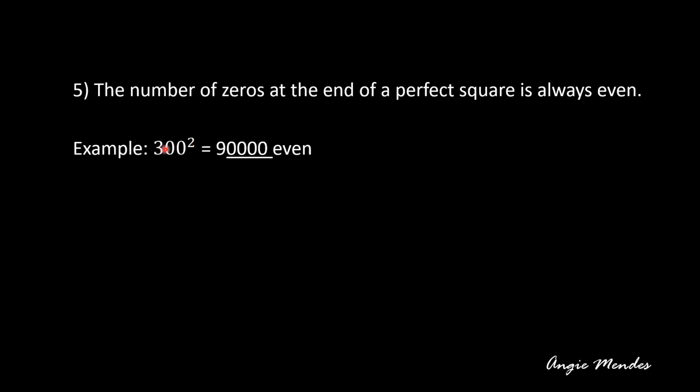The number is 300. If we are to find the square of this number, then you see that the square of this number, which is 90,000, has an even number of zeros. Now I have underlined the number of zeros. You can count, it's 1, 2, 3, 4, which is even. So it has an even number of zeros. Now this property also satisfies another property, that if the number is ending in 0, then the square will also end in 0.